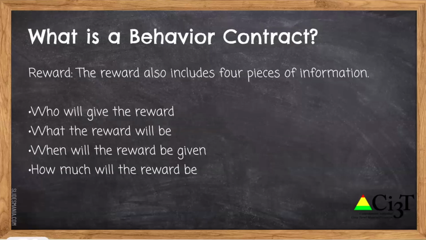So the reward also includes four pieces of information. Who will give the reward? That's the contingency manager. If I show up to work on time, then I have a colleague that gives me, I will say, a sticker. And at the end of the week, if I've earned 5 stickers from that colleague for showing up to work on time, then I'm rewarded.